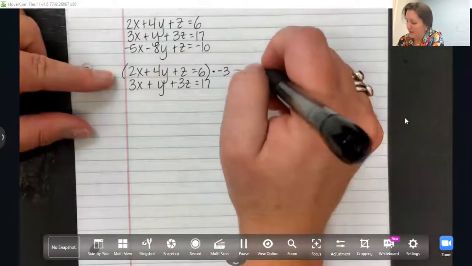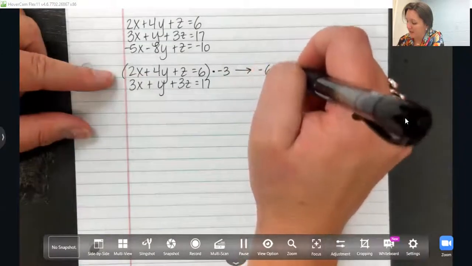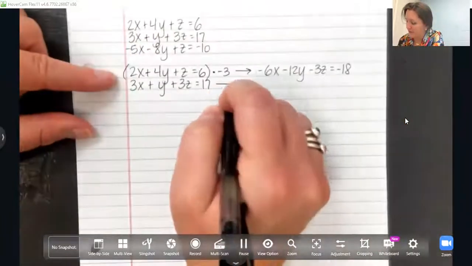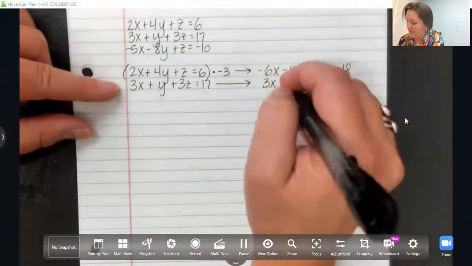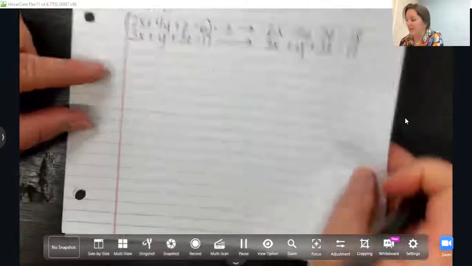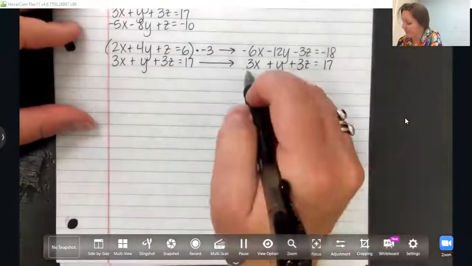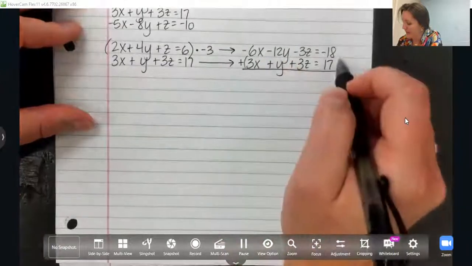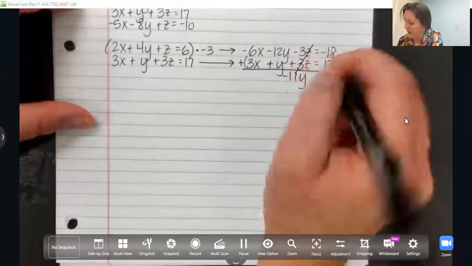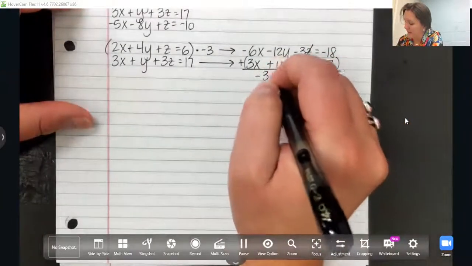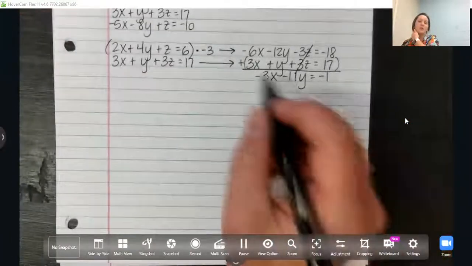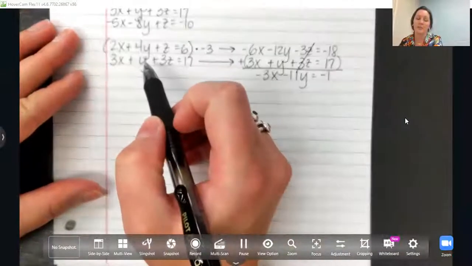So once I multiply by negative 3, we get negative 6x minus 12y minus 3z equals negative 18. This one we're just going to copy down: 3x plus y plus 3z equals 17. Add them together. When we add them together, our z's cancel, right? Negative 12 plus y is negative 11y. Negative 6 plus 3 is negative 3x. And we have a negative 1 over here. So we have two variables. Now we have to do this again and eliminate our z.